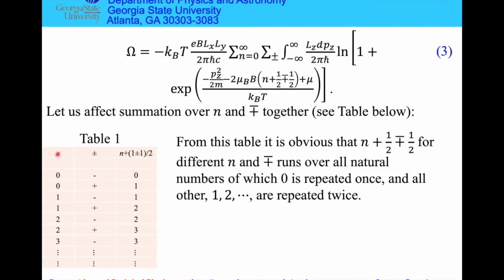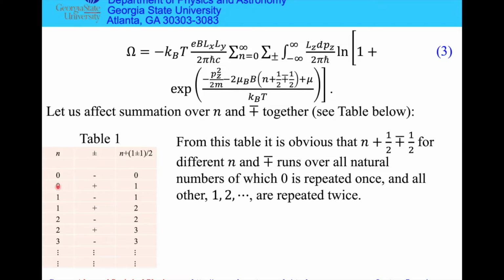So I give you a table. In this column I have the principal quantum number of the Landau oscillator. In this column I give the projection of the spin. They will alternate: minus, plus, minus, plus. In this column I give you the total in the parenthesis that determines the energy. Let's start with the ground state of the Landau oscillator, n equals 0. Take the minus sign here, and of course I get 0 here, 0 here, the result is 0.